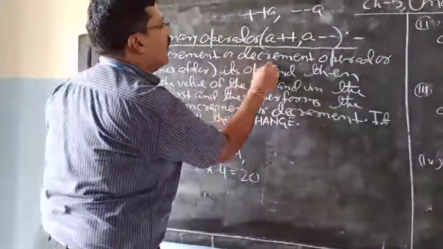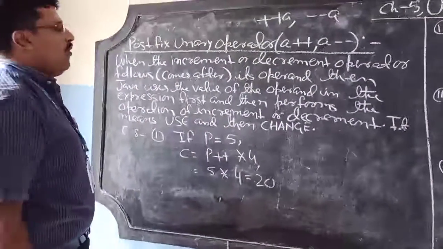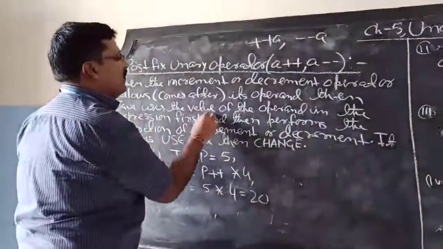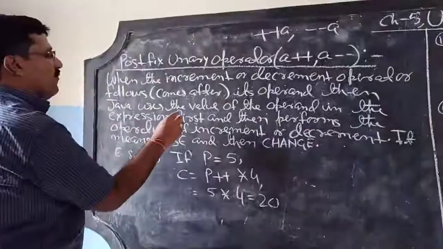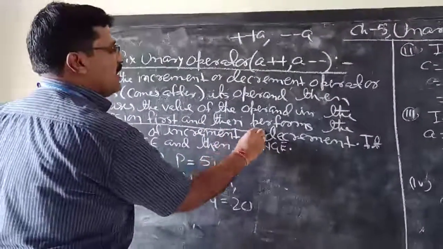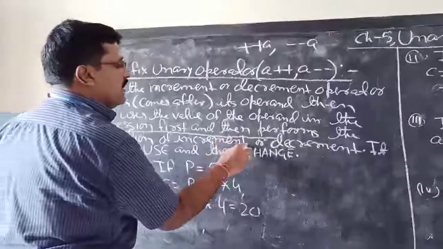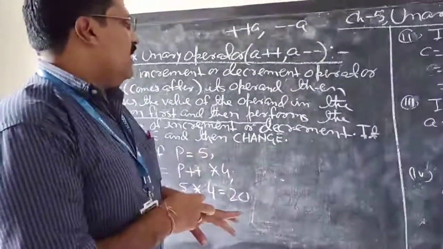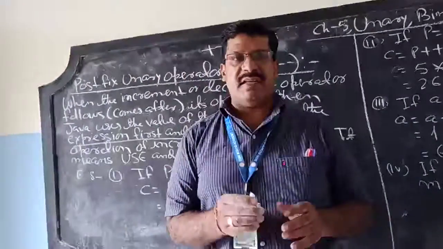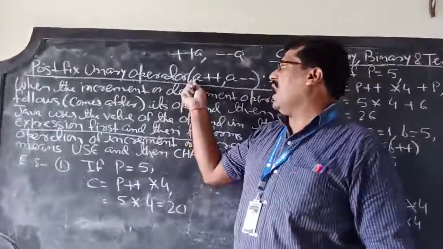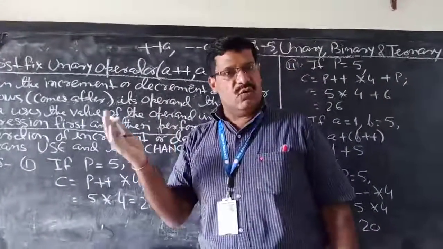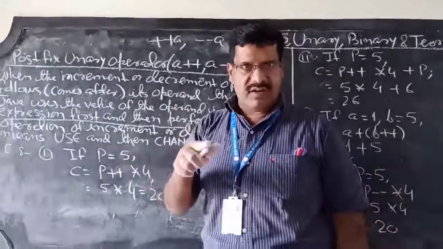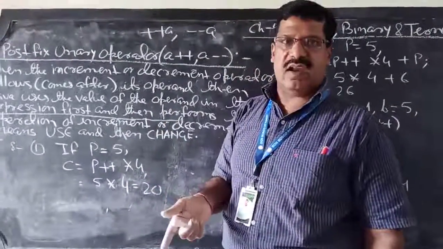When the increment or decrement operator follows, meaning comes after, its operand, then Java uses the value of the operand in the expression first, and then performs the operation of increment or decrement. It means use and then change. So once again, in the postfix unary operator, the plus plus or minus minus sign comes after the operand and first it uses the old value for doing the calculation in the expression, and after that it increases or decreases the value.